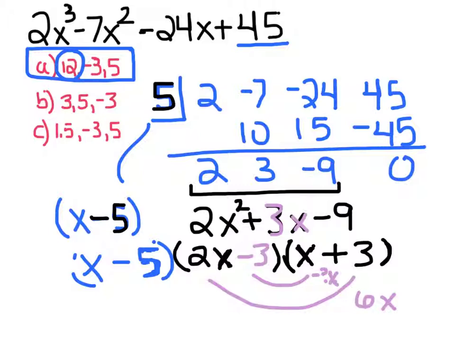Oh, but it's multiple choice, so I don't have to worry about all that work. My factors are 5, -3, and 1.5 right there. Oh yeah, that was a dumb one. We're crossing it out.